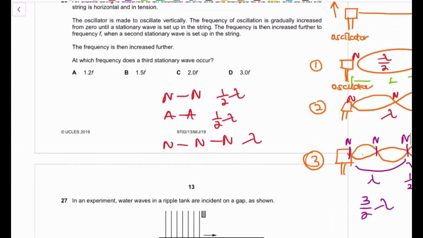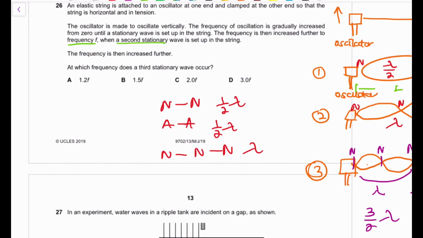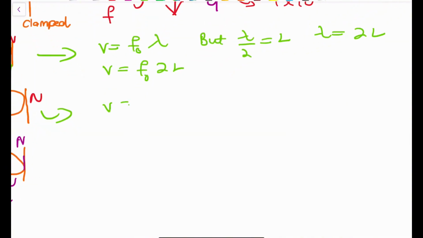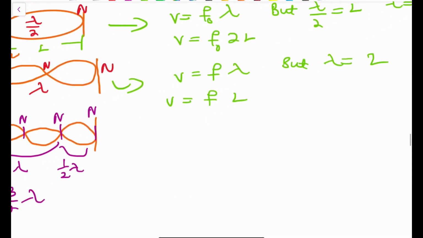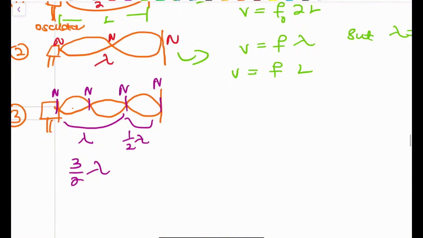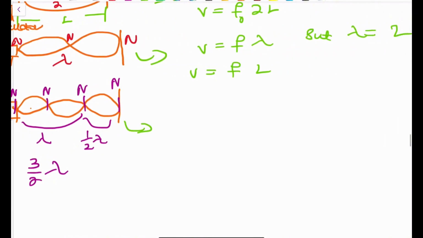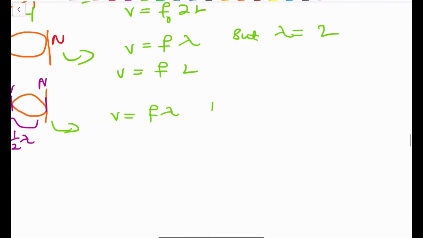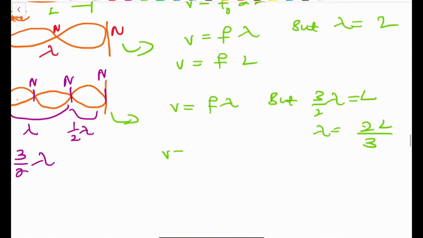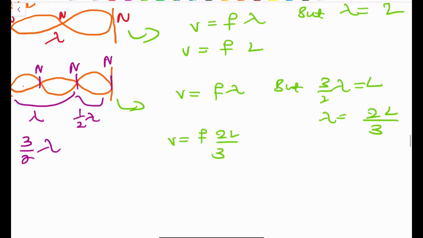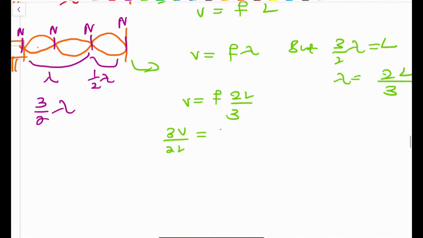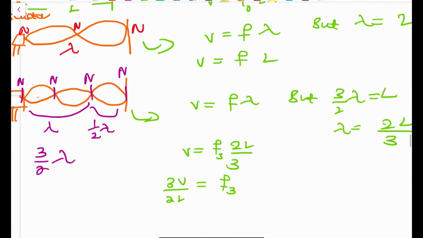Then we're going to move on to the next one, which is going to be the one with an F, when you have a second harmonic wave. We know that V is going to be F lambda, but in this case, lambda is going to be L. So V is going to be FL. But if we move on to 3, we know again, V is going to be F lambda. But 3 over 2 lambda is equivalent to L, so lambda is equivalent to 2L divided by 3. If I substitute this, V is going to be F times 2L divided by 3. So I'm going to get 3V divided by 2L, and this is going to be F3.